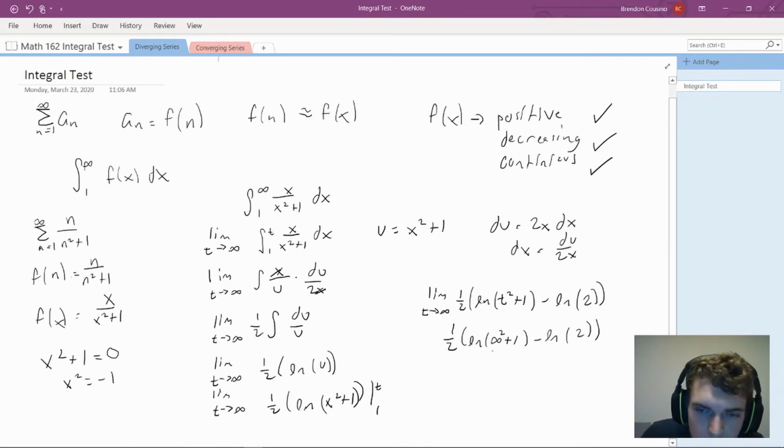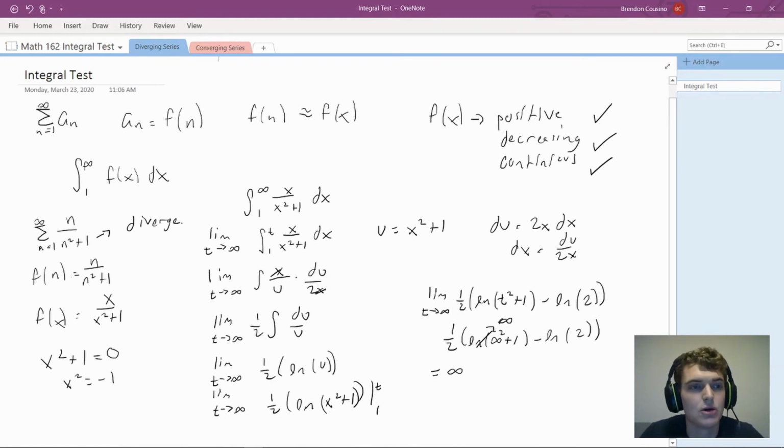Okay, and so we know that as the argument of our natural log goes to infinity, the natural log also goes to infinity. And so if I'm subtracting off this little constant piece, since this is getting bigger and bigger and bigger, this little constant piece doesn't matter, and we're still going to be going to infinity. So that tells us that this integral diverges towards infinity. And so since by the integral test our integral diverges, that tells us that our series is also going to diverge.